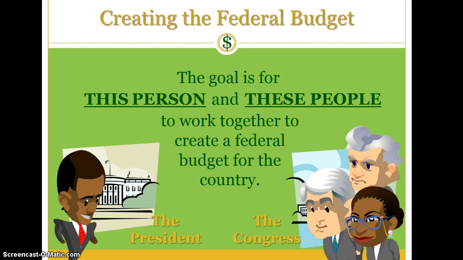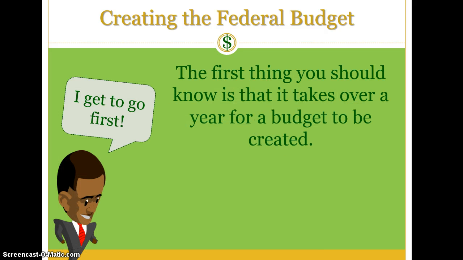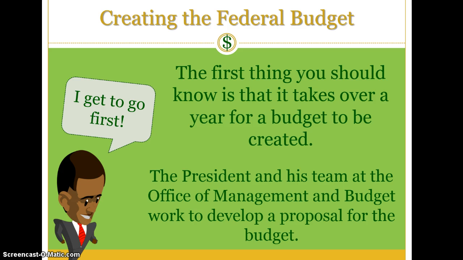The goal is for this person and these people to work together to create a federal budget for the country. You have a guide sheet that you're going to be filling out as you go through these notes. Hopefully you have that by now. Otherwise, get it and rewind. The first thing you should know is that it takes over a year for the budget to be created. The president and his team of the Office of Management and Budget work to develop a proposal for the budget.